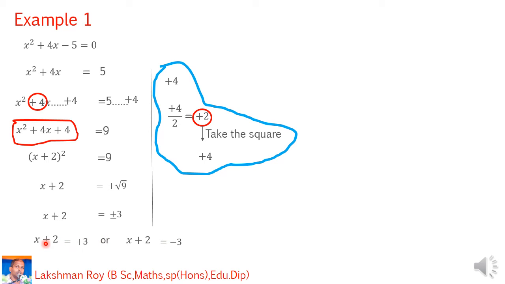X has 2 added, so we remove the 2. Let's see here: x plus 2 equals 3. How to remove positive 2? You have to subtract 2 from both sides. Now x plus 2 subtract 2, and the right hand side subtract 2. Then what happens?